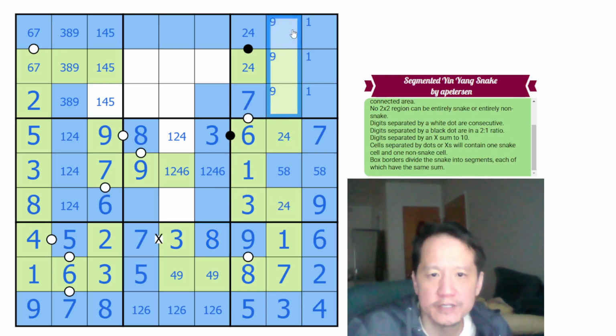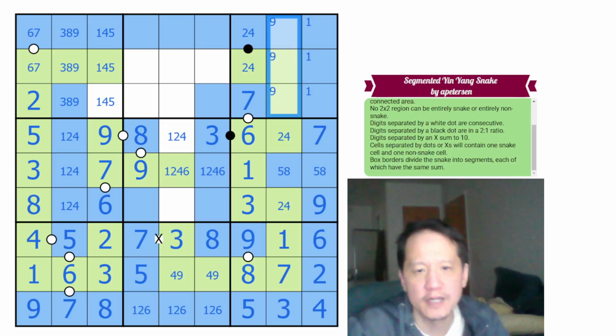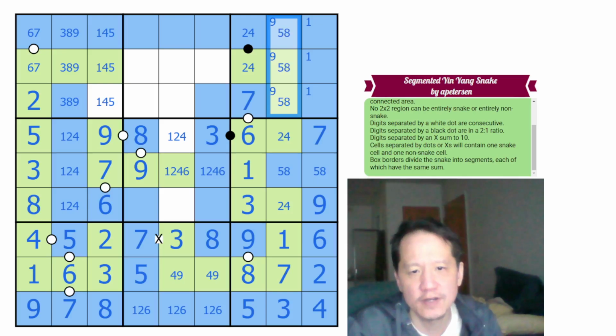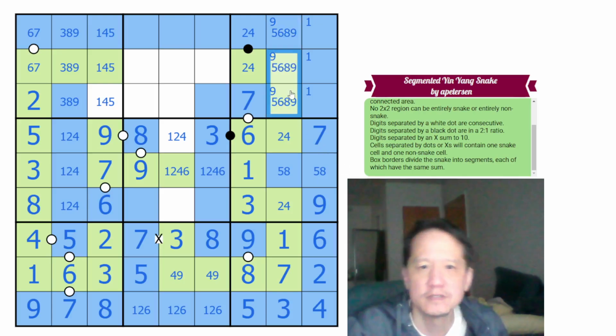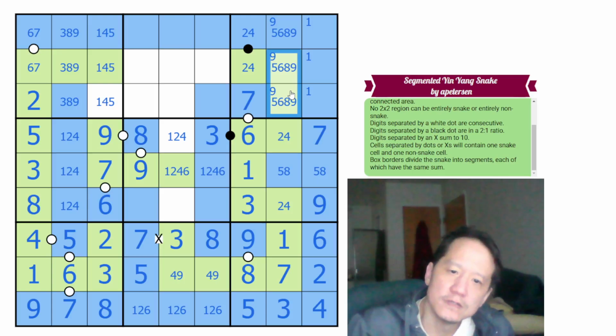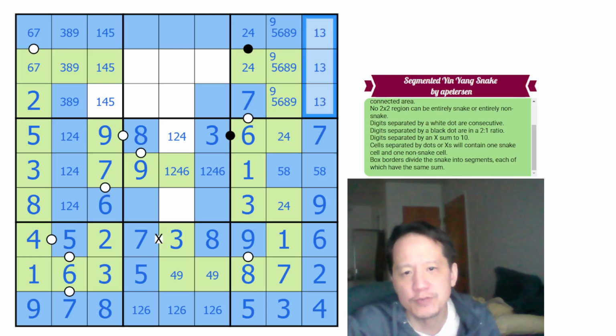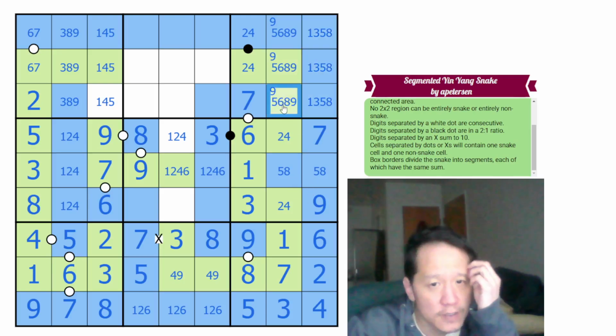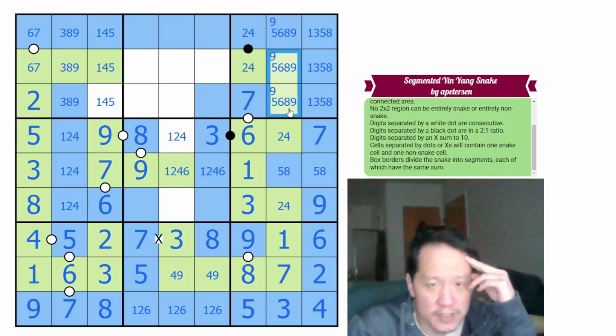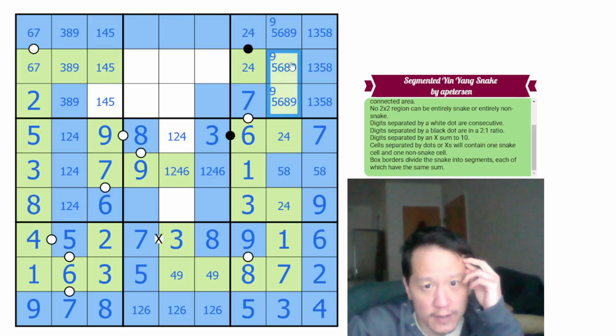What are the remaining digits here? 5, 8, 9, and 6. Can it be 6 and 9 here? No, because that would add up to 15, and we don't have a 1 here. This is specifically 1, 3 with 5 or 8. So it cannot be 6 and 9. It could be 5 and 9.